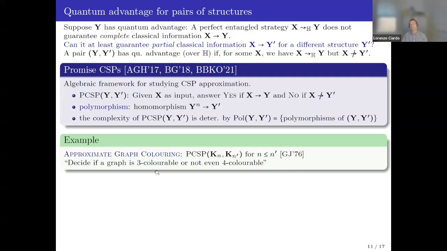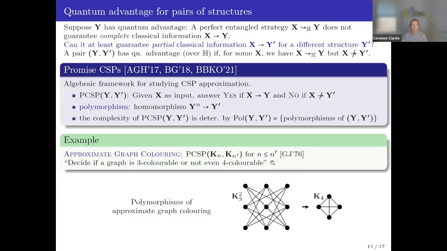Well, in this case, 3 versus 4 is known to be NP-complete, but for example, already for 3 versus 6, the complexity is unknown. So this is a very popular open problem in classical complexity theory. Okay, so as I said, the complexity of these problems is captured by polymorphisms, right?